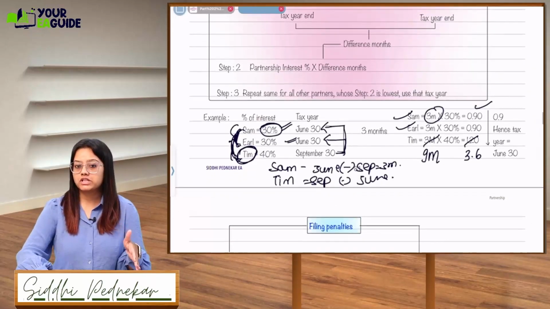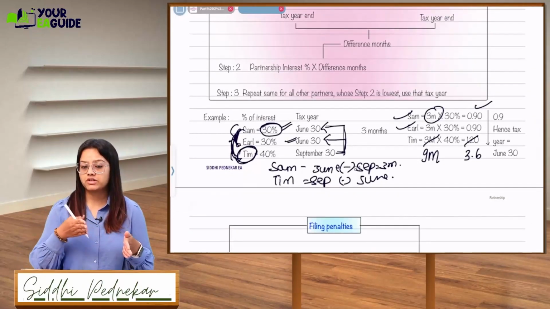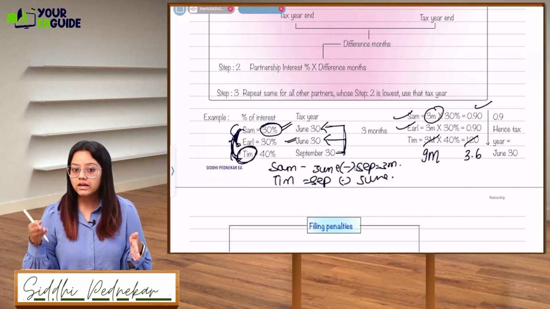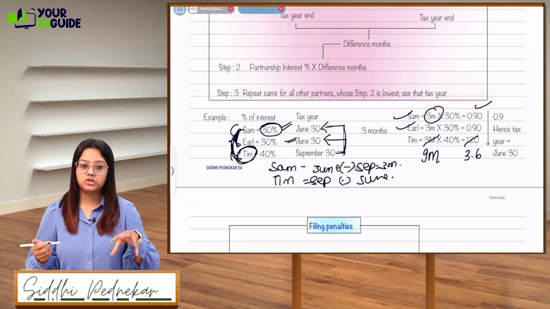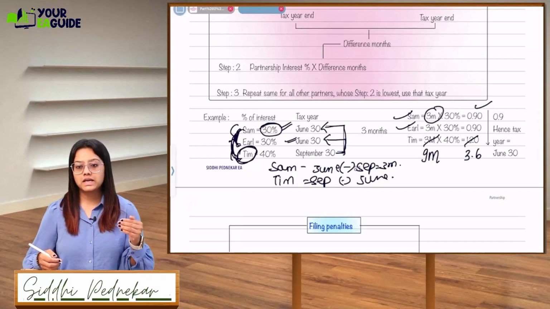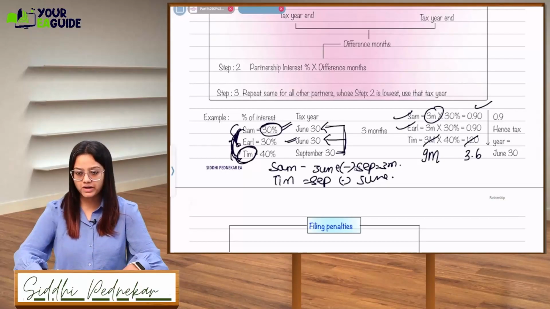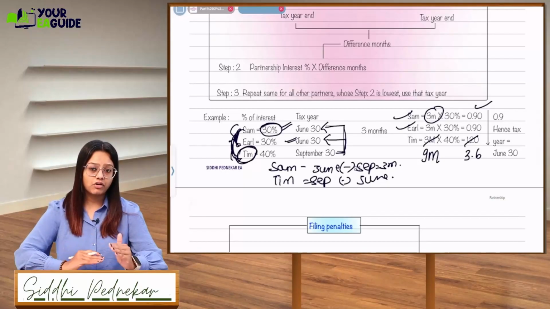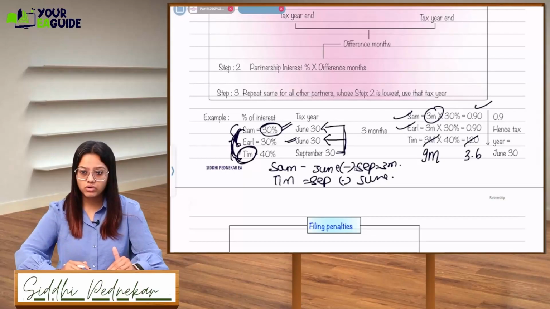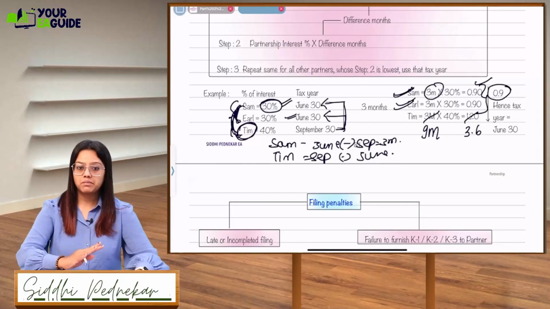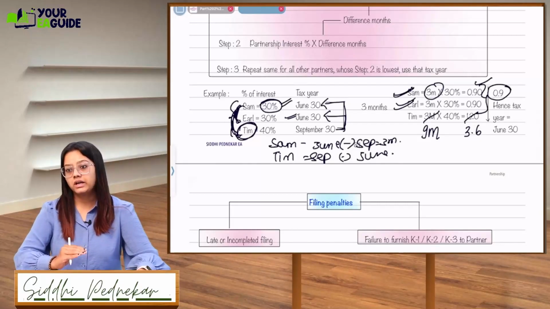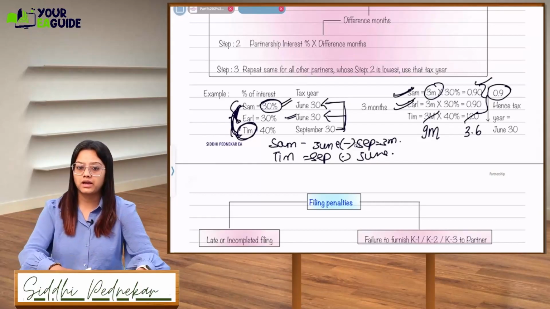simple. Just take the difference between the ending tax year of one partner and the ending tax year of another partner. Take the difference in months, multiply by the percentage of interest. Do the same thing, repeat this for all the 3 partners or 4 partners, however many partners there are. Do that for each of them and take whichever is lower. So it comes to 0.9. 0.9 is the share of Sam and all. So for Sam and all, the tax year ending is 30th June. We will use that as the tax year.